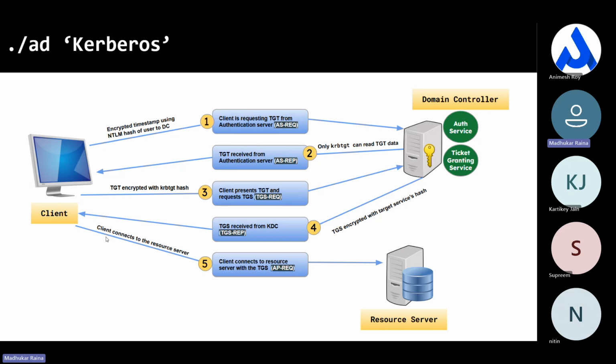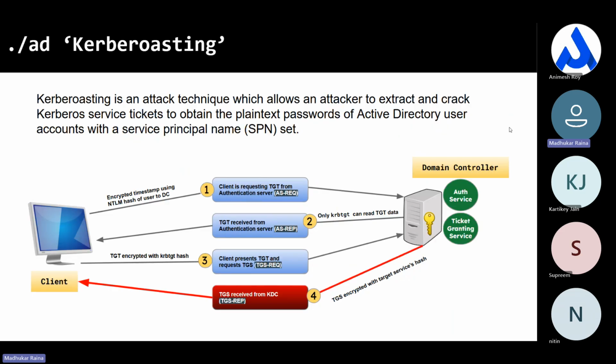Now if the client is legitimate, it will use this TGS and try to connect to this SQL server and try to access the database or other resources on the server. So this is how Kerberos authentication works. But in the case of Kerberoasting, only the first four steps are used.